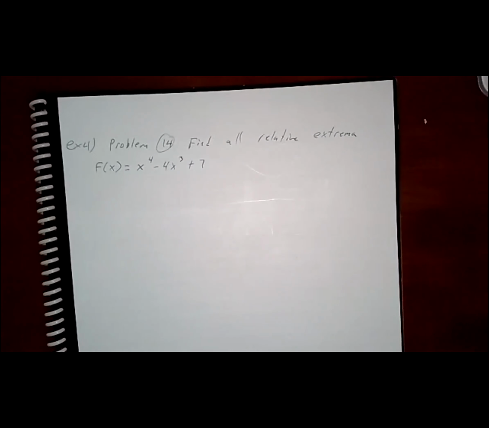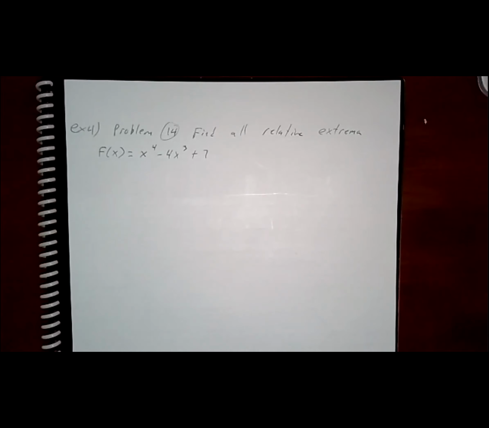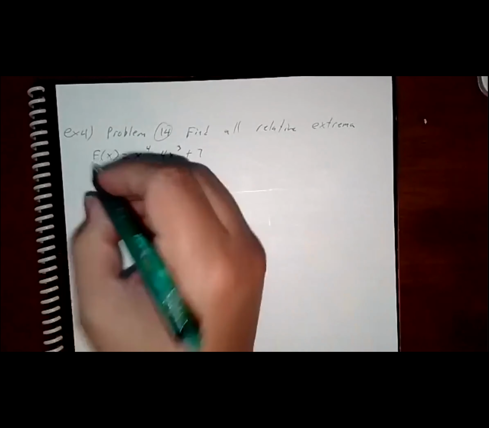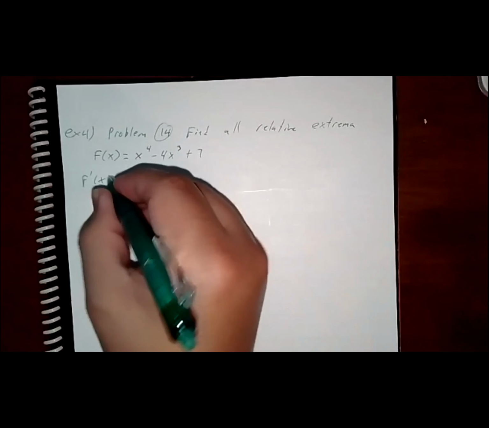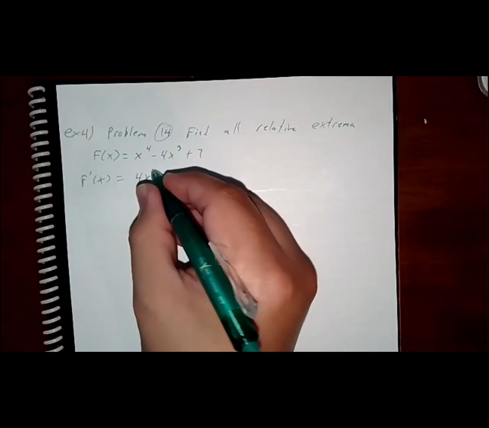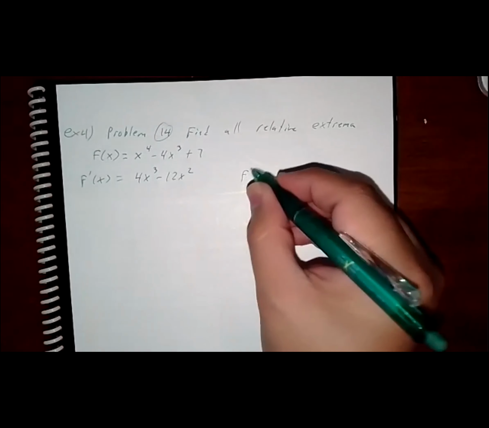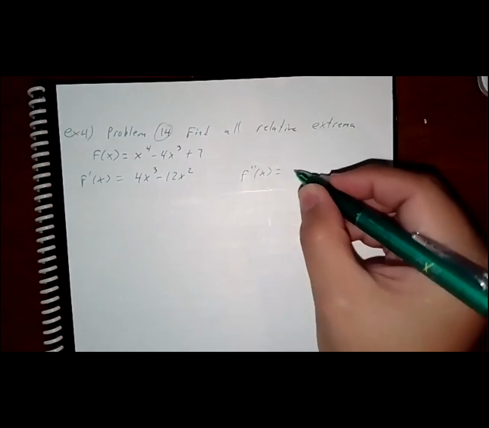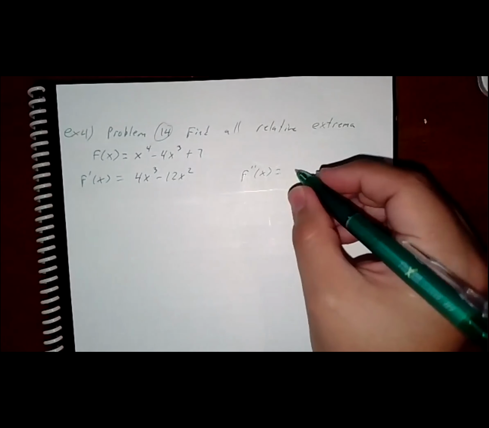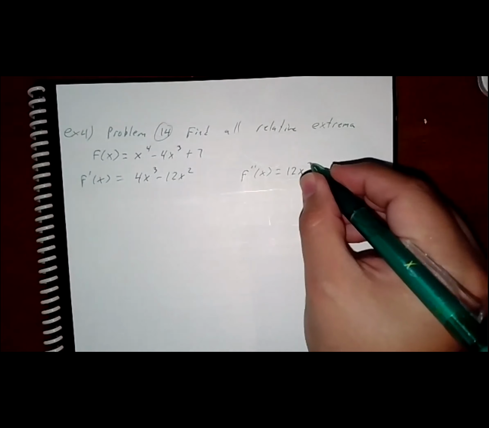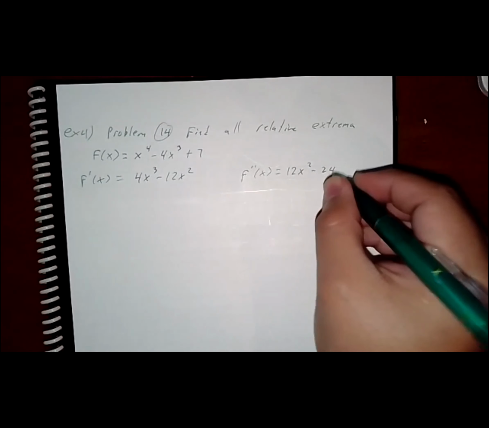Okay, so what we're going to do is what we did in the first example. We're going to find all the critical numbers and plug them into the second derivative and then determine, is that a max or a minimum? Okay, so the first derivative is 4x cubed minus 12x squared. The second derivative will be 12x squared minus 24x.